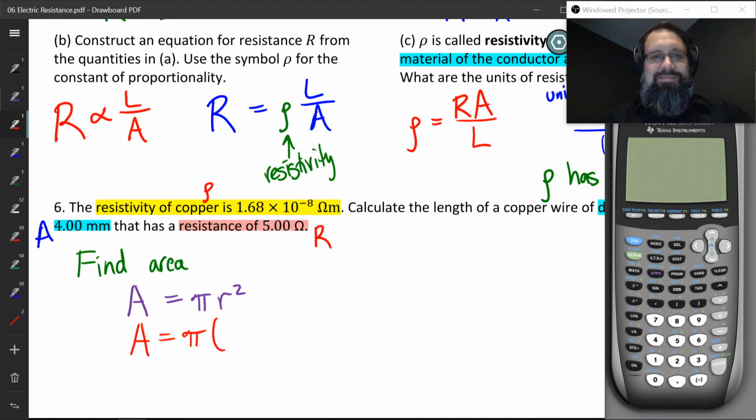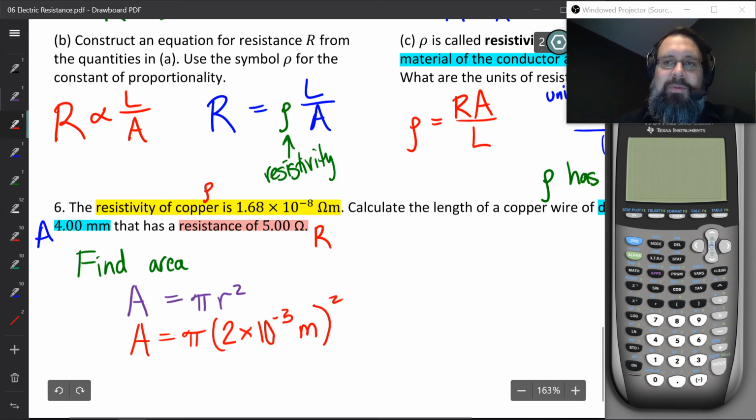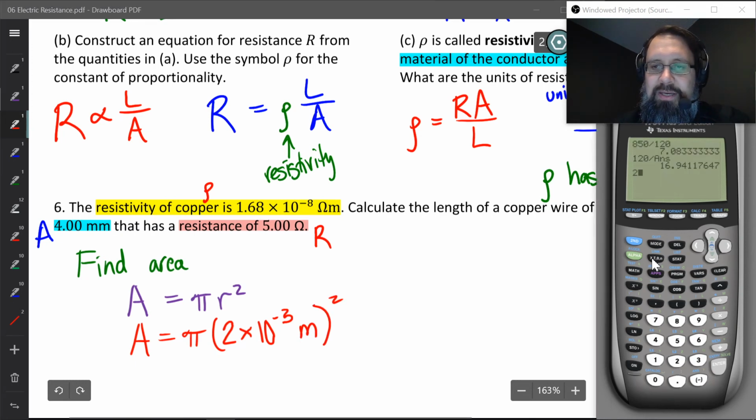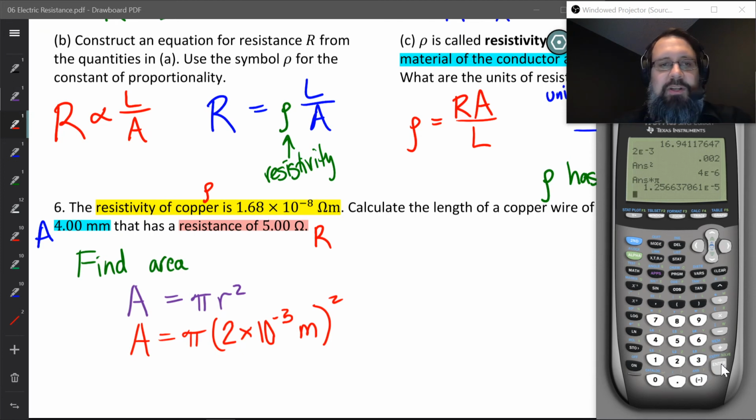It's 2 milli, so times 10 negative 3. And I need to square that. So I'm going to grab my calculator. I'm going to do 2 milli, so 2 times 10 negative 3. I'm going to take that number and square it, and then take that number and multiply by pi. So pi r squared, and there's my area.